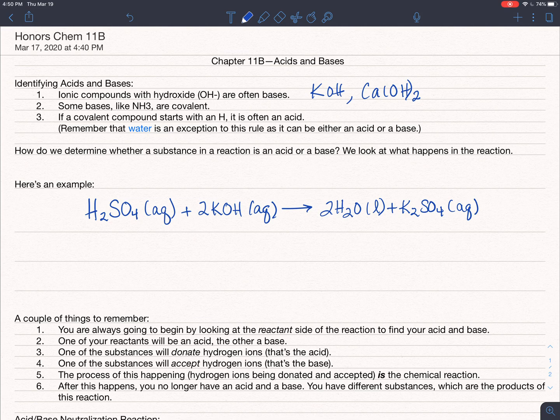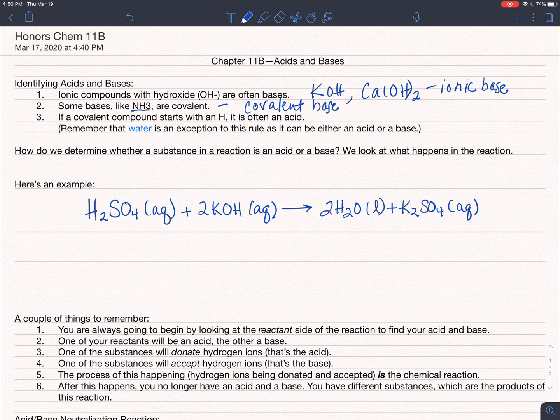There are other bases that you need to just memorize, and those are covalent bases like ammonia, NH3. You can see that I have that one written here. That would be a covalent base. This would be an ionic base, meaning it contains a metal, and this would be a covalent base. All right, different types of bases.